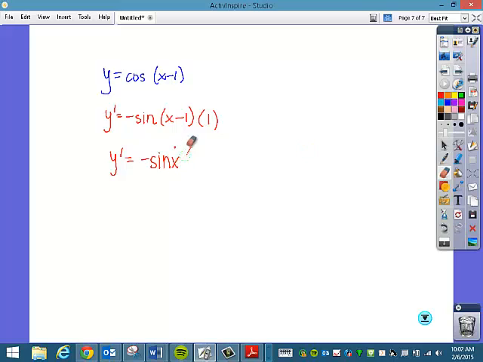What about y equals cosine of x minus 1? Once you take the derivative of that, this would be y prime is equal to, what's the derivative of cosine? It's negative sine. Keep your u the same. And then last, we have to multiply by the derivative of u, which the derivative of x minus 1 is just 1. So your final answer is negative sine of x minus 1.